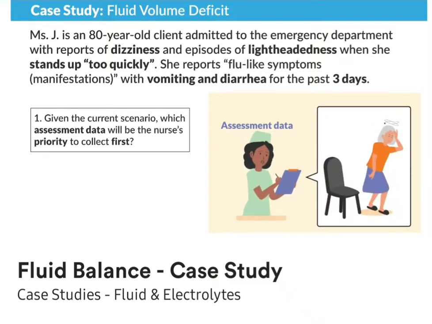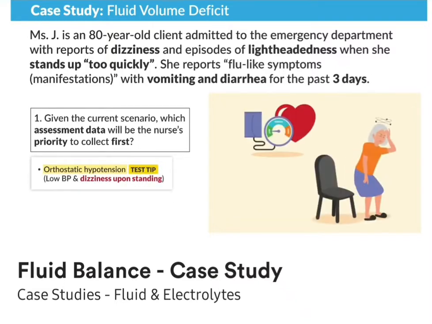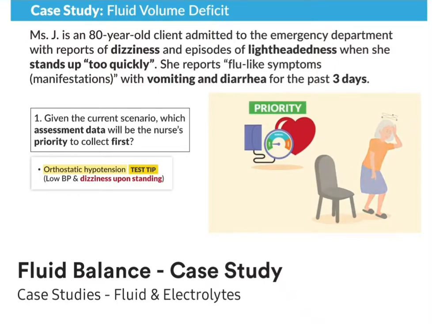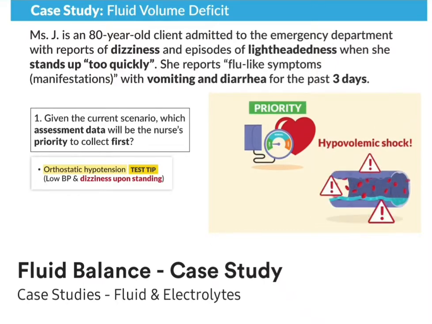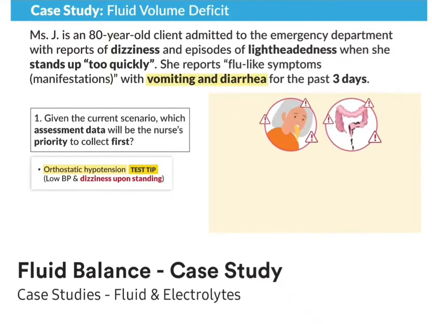Dizziness, lightheadedness when she stands up too quickly. So remember, this is orthostatic hypotension, our big test tip, that low blood pressure and dizziness upon standing. So the low blood pressure is priority here, since this can kill the client via hypovolemic shock, that's severely low blood pressure, making the heart unable to pump enough blood supply to the body. And the vomiting and diarrhea for 3 days, this is huge for fluid volume deficit, resulting in severe dehydration.